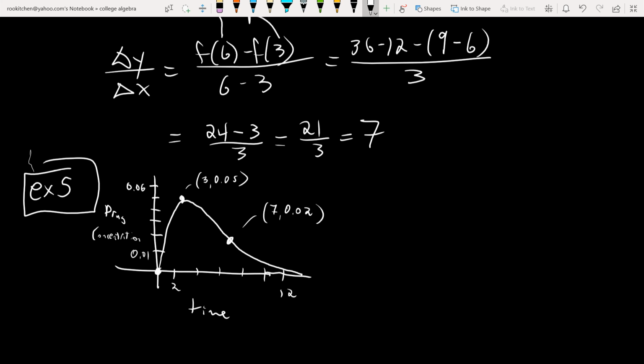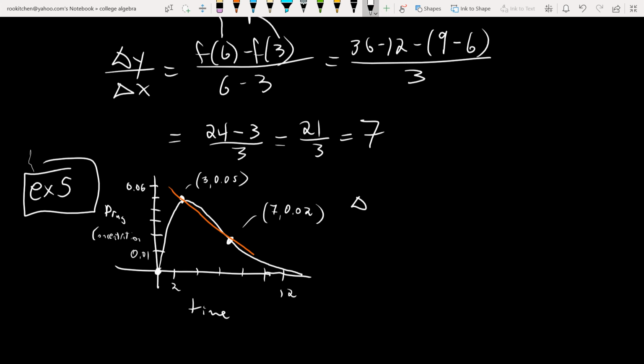They want you to find the average rate of change going from between 3 and 7 hours. So just looking at the picture, if you were to think about the slope of the line that goes through these 2 points, which is called the secant line, that's what we're after. So it must be a negative value.